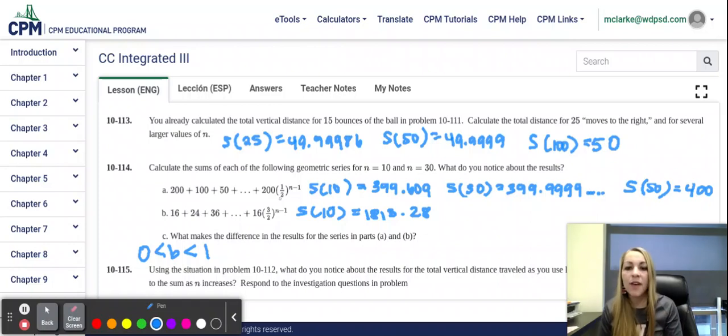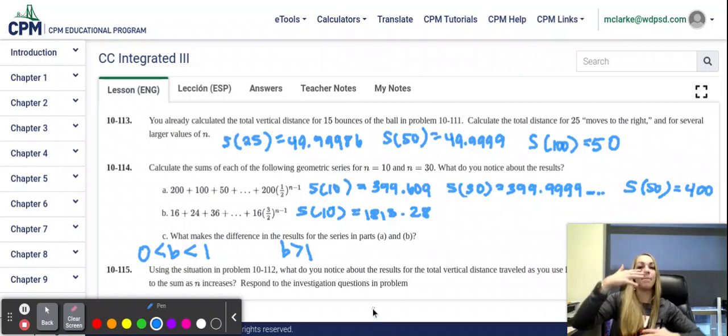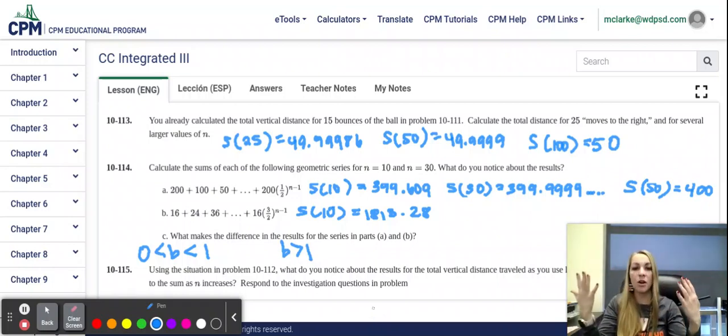However, when my B value is greater than 1, then my number just keeps getting bigger and bigger and bigger and bigger. So the value is just going to approach infinity because the numbers keep getting larger, all right?